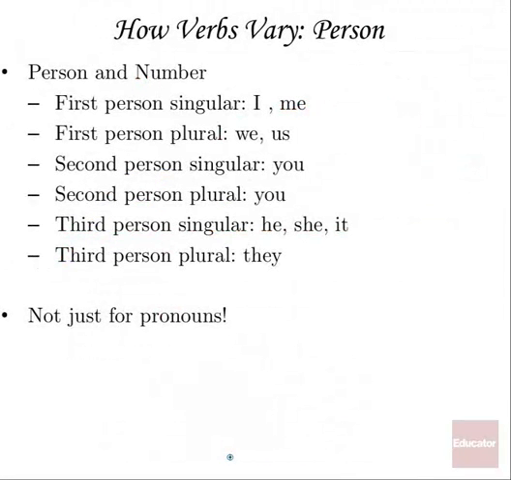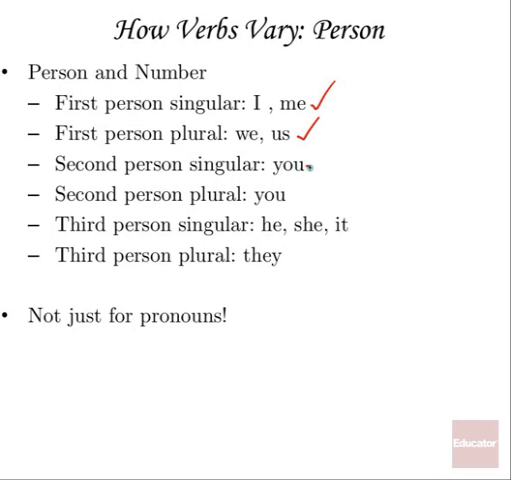All right, how verbs vary. We're going to start with person. Verbs vary according to the person that's performing the action and the number of people performing the action. So, first person singular is I and me. The way you remember this is if you are the last person on earth, you can say, "I am lonely." First person singular, I. First person plural, of course, would be we and us.